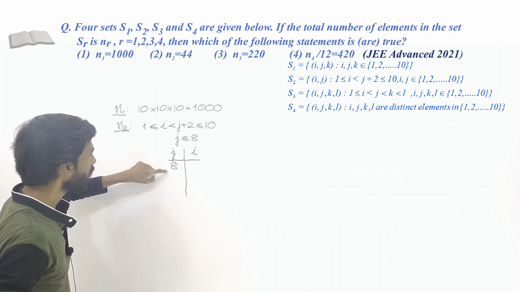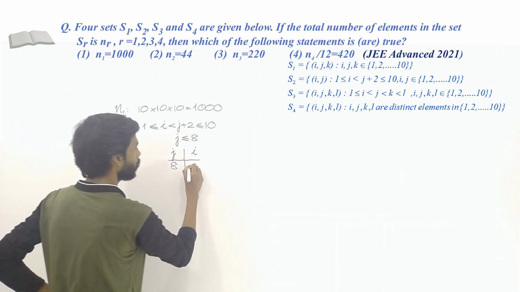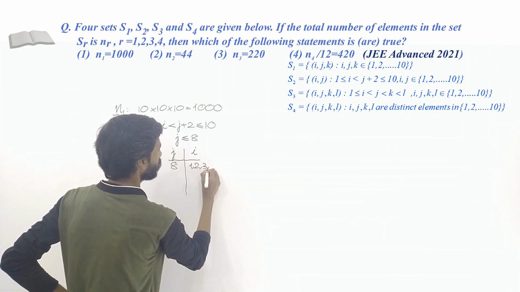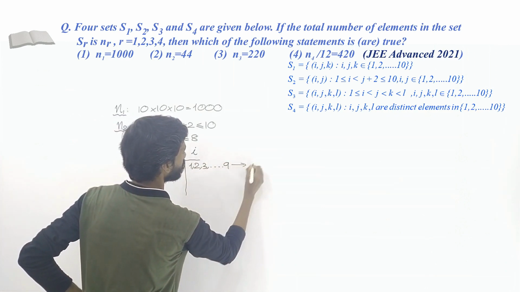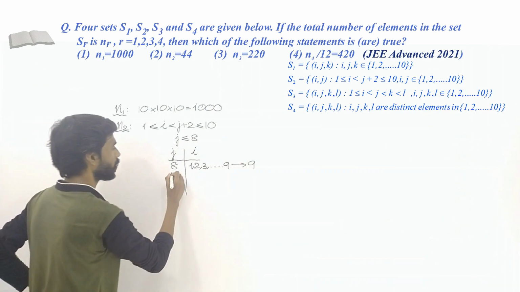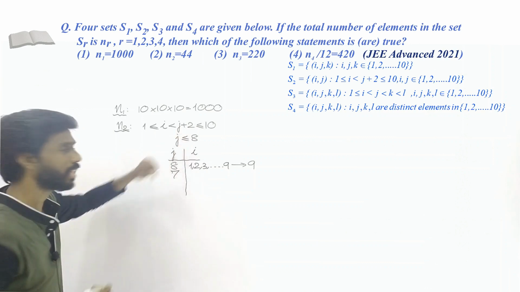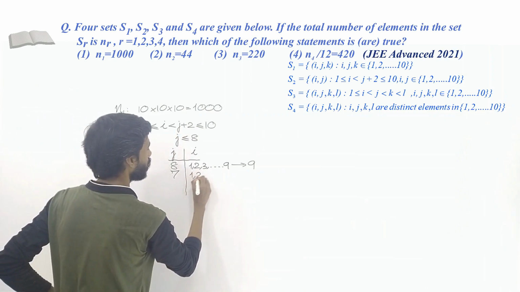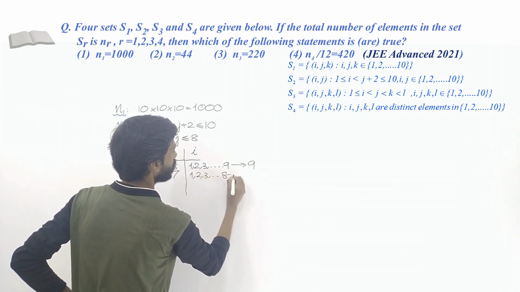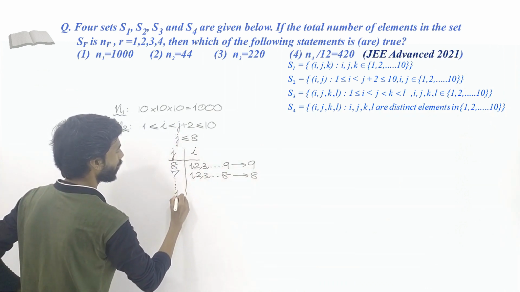So when j is 8, i is less than 8 plus 2, 10. So i is less than 10. What are the possible values of i? 1, 2, 3 up to 9. So there are 9 possibilities here. Alright, let's take the next case. j is 7. When j is 7, i is less than 9, so it can take values 1, 2, 3 up to 8. So this has 8 possibilities. We can continue this, so I'm directly writing the last case.